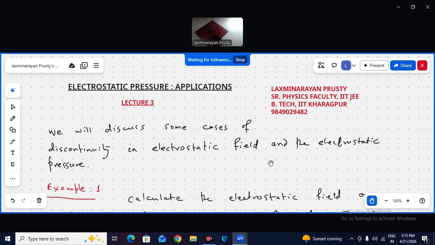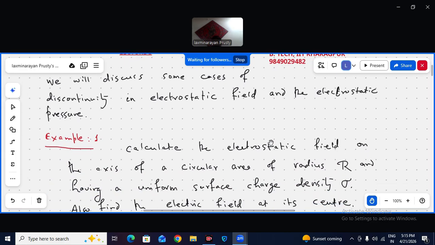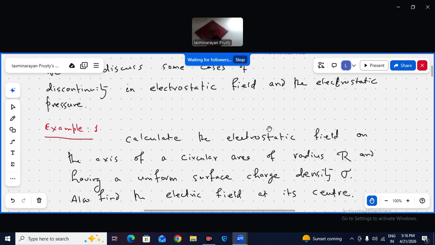Now we will discuss some cases of discontinuity. Lecture 1, lecture 2, they are over. In lecture 2, I discussed the discontinuity of the electrostatic field, how to calculate the field on the surface where there is discontinuity, and how to calculate the pressure also on the surface. Now I'll give some examples, very critical examples. It will clarify your basic concept very much.